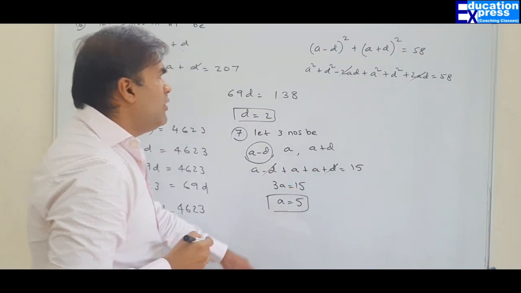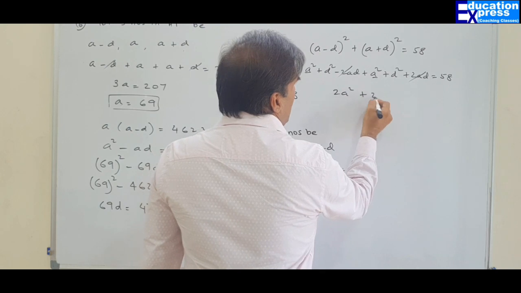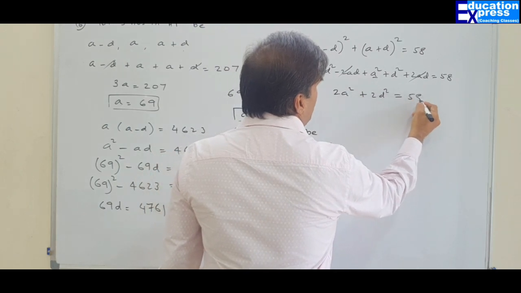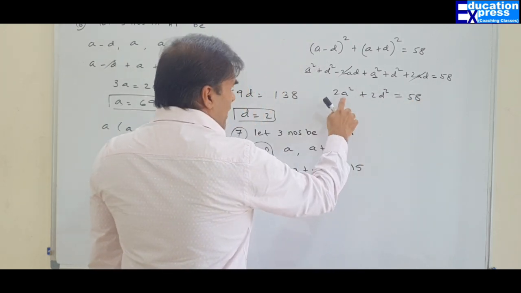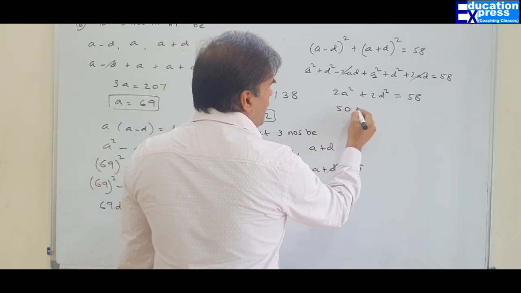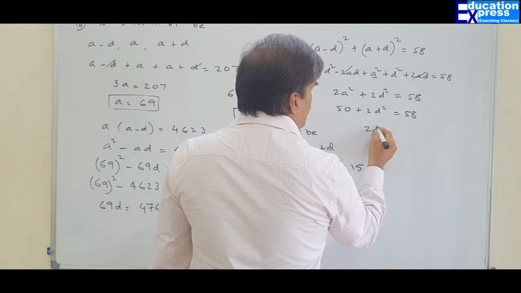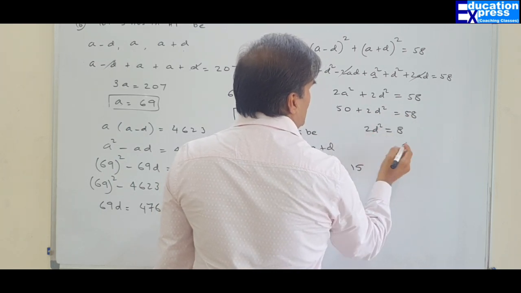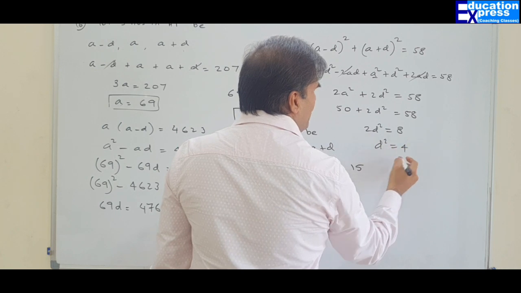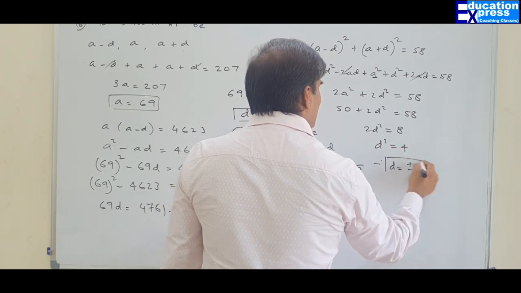We have the value of A as 5. A square plus A square, 2A square plus 2D square equals 58. Since we have the value of A is 5, A square would be 25. This would be 50 plus 2D square equals 58. 2D square equals 8. D square equals 4. Therefore, D equals plus or minus 2.